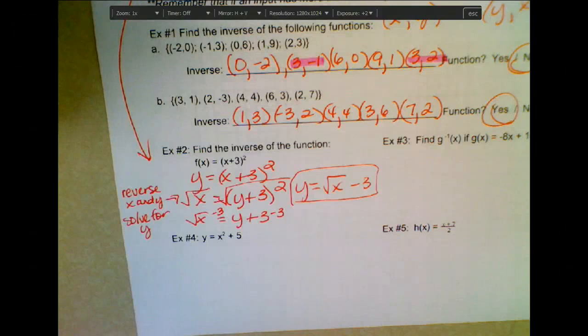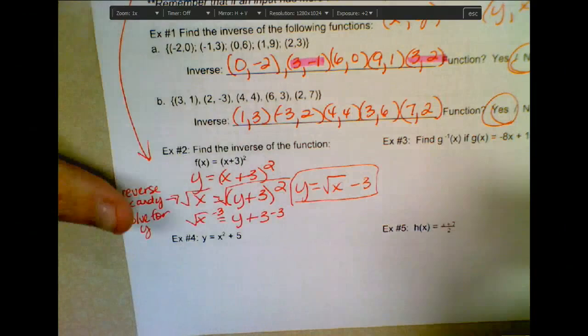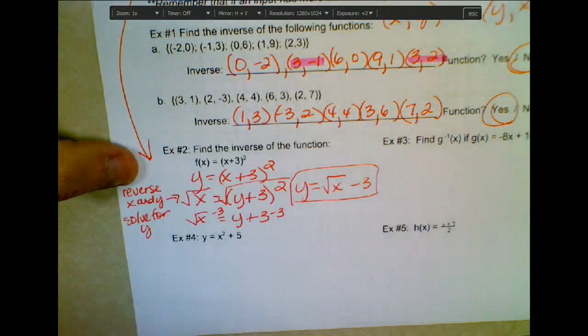Okay. We're going to show you in a minute how you double check that you really do in fact have two inverse functions. So let's go to example number 3.